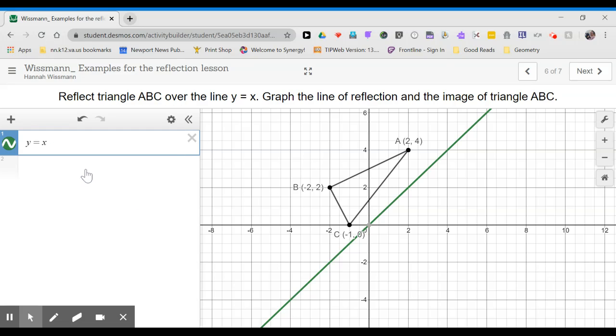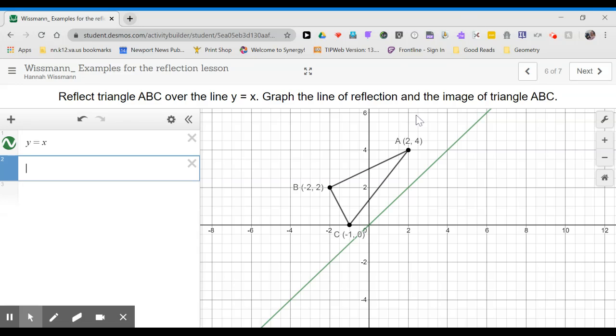Now, in the previous video, we talked about rules or shortcuts for how we're going to transform this triangle A, B, and C over this line. If you notice, we can't count to the line and make it equidistant. It's not the same because our line is now diagonal. So I'm going to use the rule that we talked about. The rule for y equals x is to switch your x and your y value.